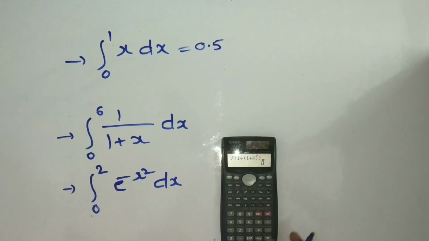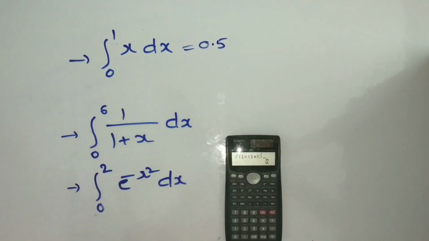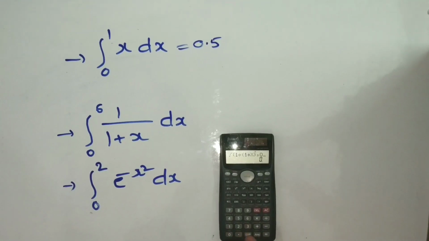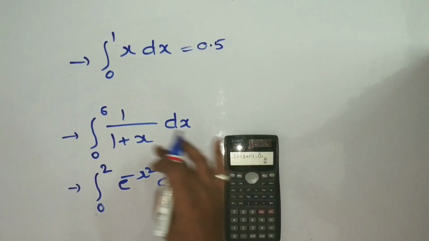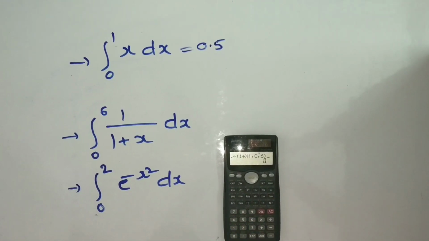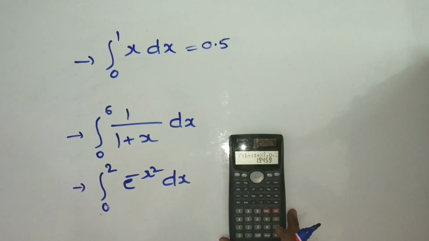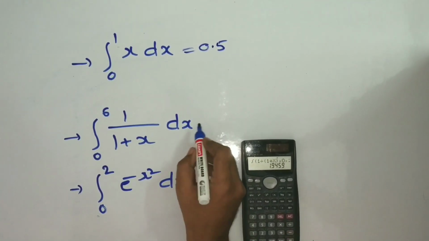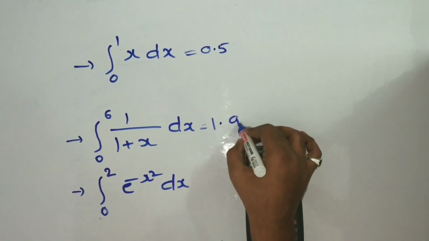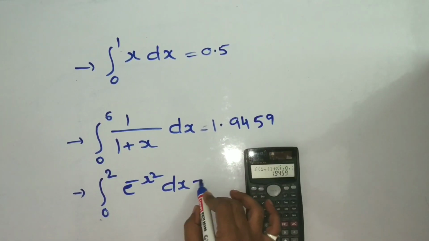Now before going to the bracket, we have to apply lower and upper limit, students. So comma, what is the lower limit? 0, comma, upper limit, students, 6. So press 6. Close bracket, students, small bracket. Press is equal to, we get directly here, students, the value is 1.9459.